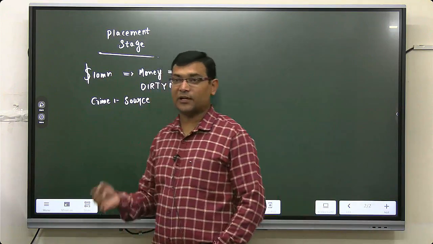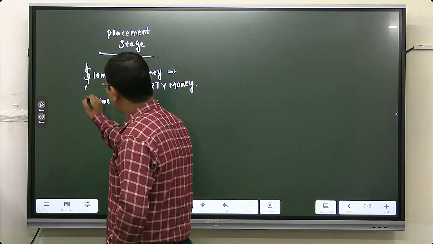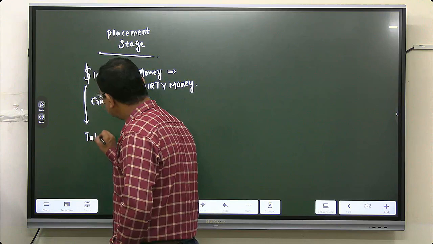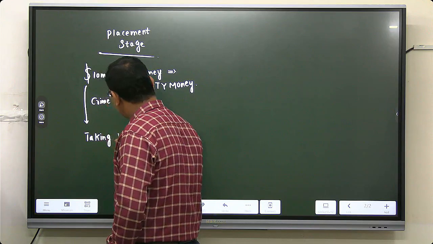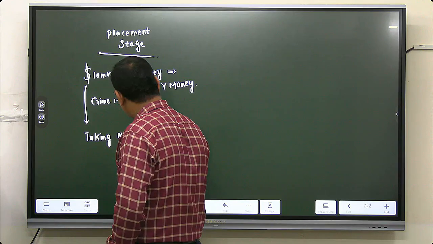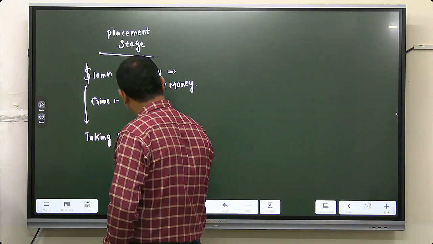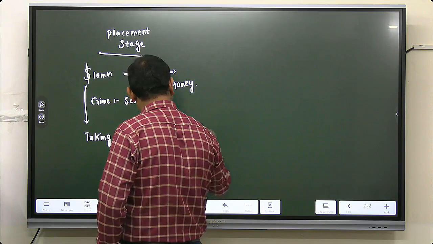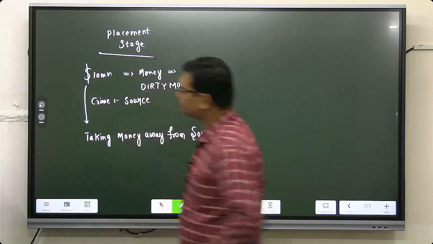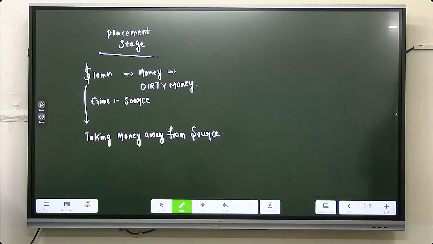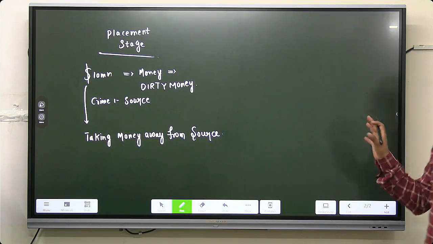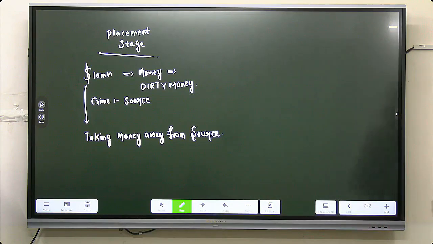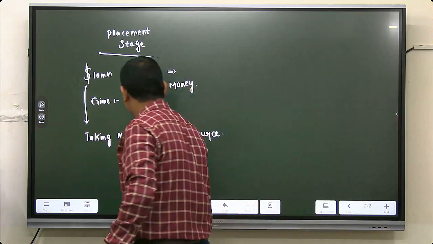So now what we are trying to do, we are taking away. Now in the first stage, we are taking money away from the source. Away from source. We are taking away from the source region. Yes or no? So what we are trying to do in the placement stage, we are taking the money away from the source region. So what is the process here for taking money away from the source region?